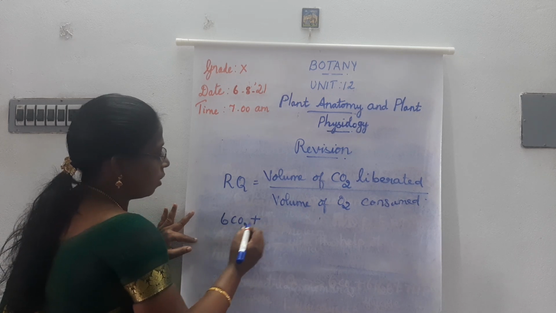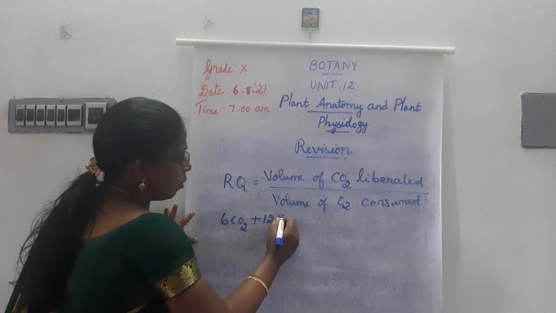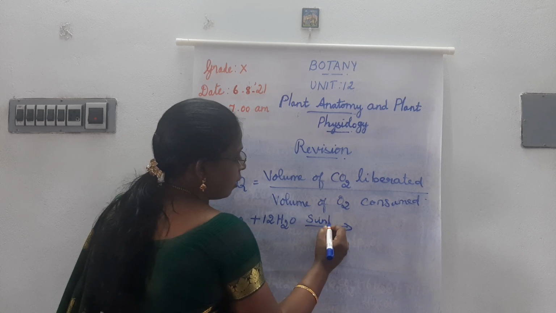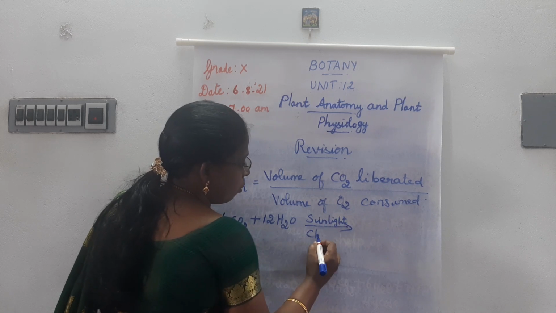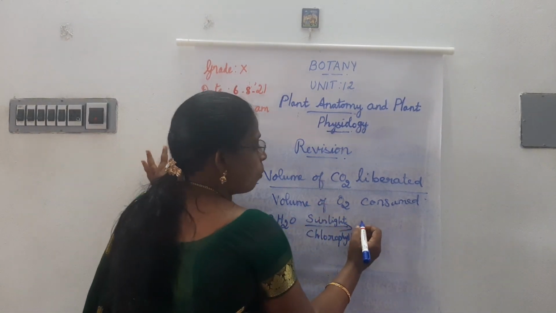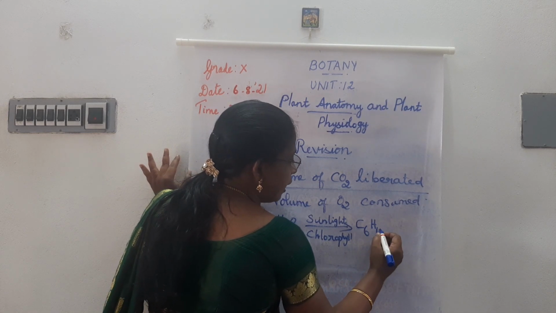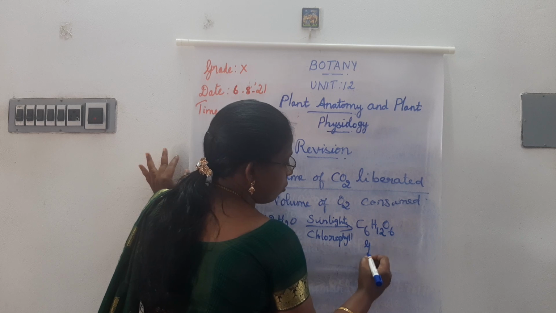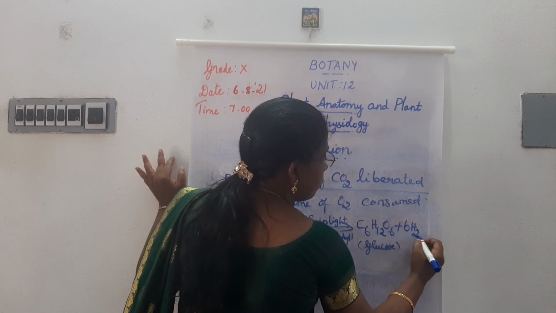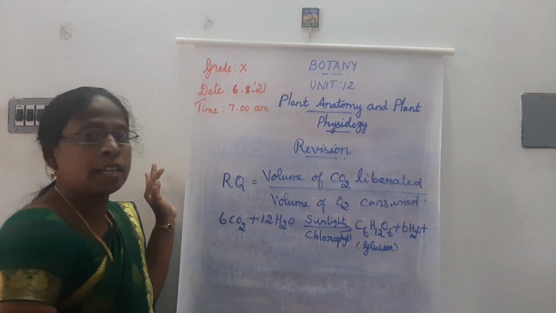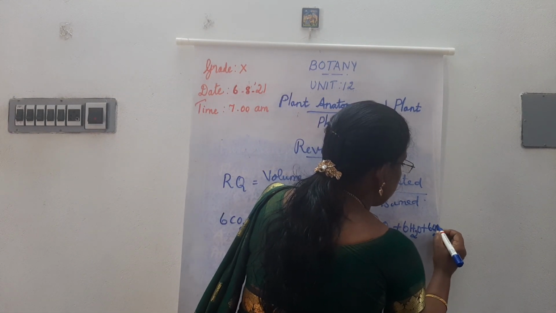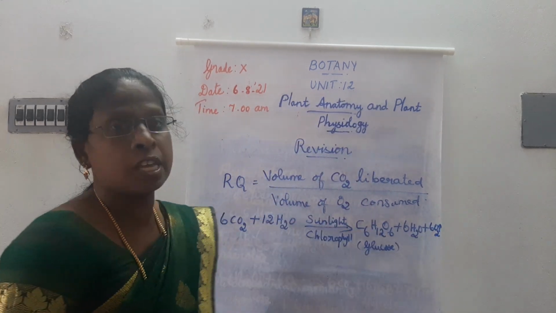6CO2, carbon dioxide, plus 12H2O, water, in the presence of sunlight and chlorophyll, they prepare the food, carbohydrate, that is C6H12O6, glucose, plus 6H2O, plus the gas evolved during photosynthesis, oxygen, 6O2. Here you have to put an upward arrow because oxygen is released as a gas.